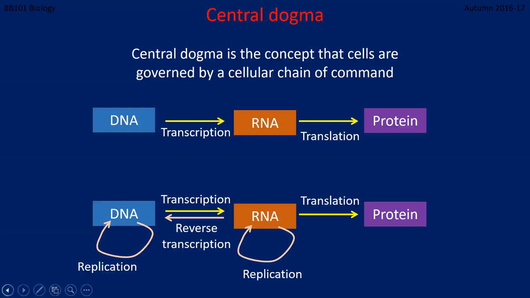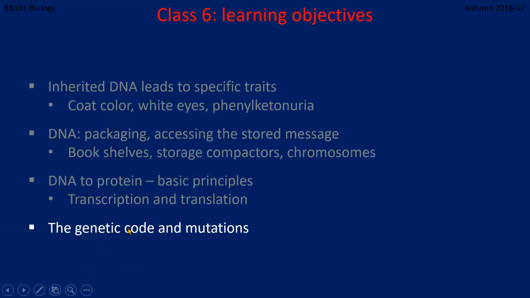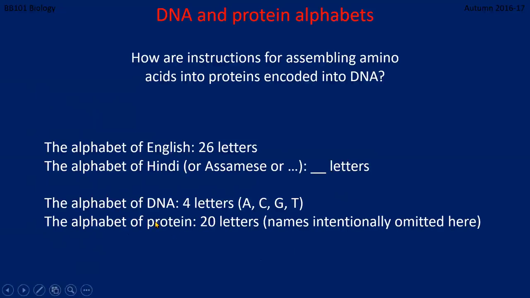So from RNA to DNA is a very special case, called reverse transcription. The last part is genetic code and mutation, which I will try to finish in a couple of minutes. I don't have much time.